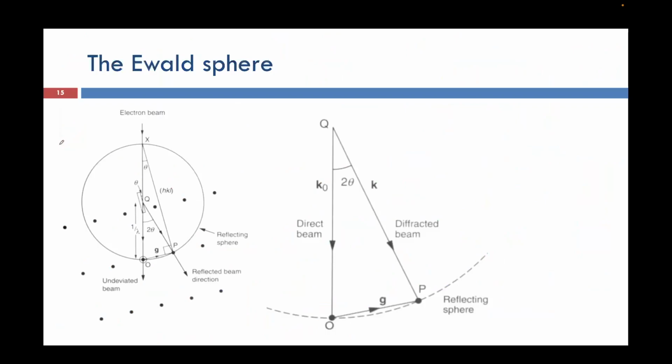Okay, now coming to the Ewald sphere. So far whatever we have talked about, this is where the electron beam is coming and the reciprocal lattice points are there, and you can see these are all these.